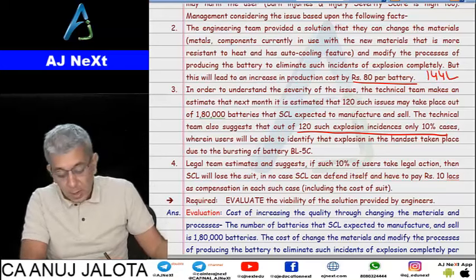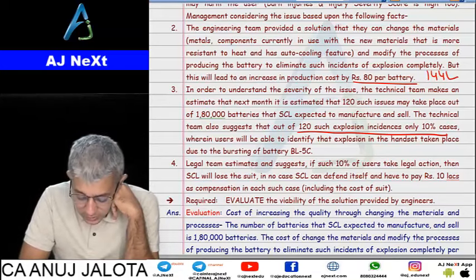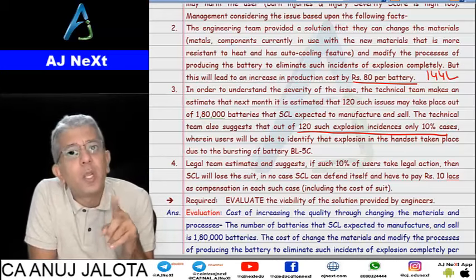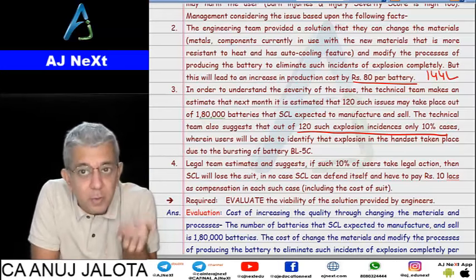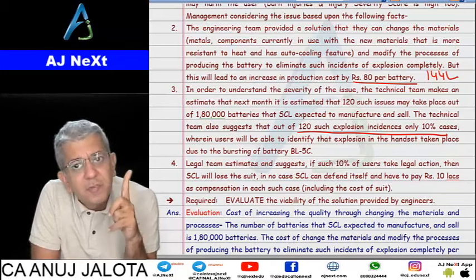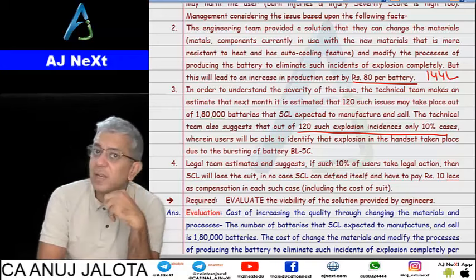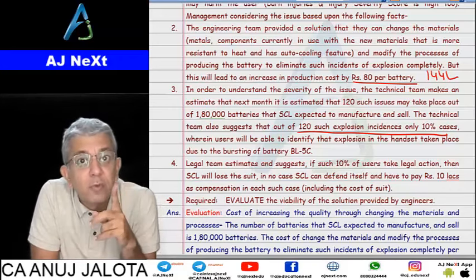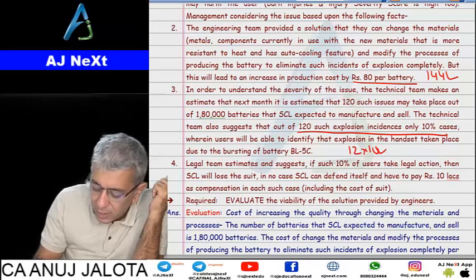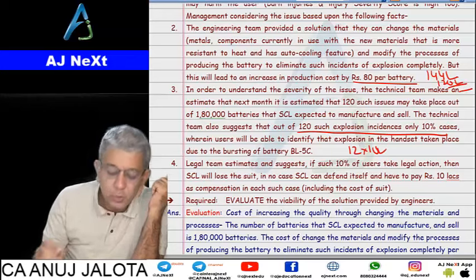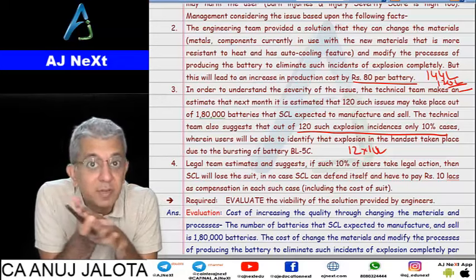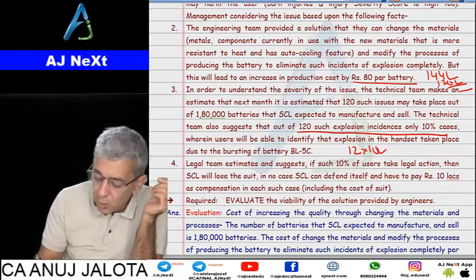144 lakhs. But if suppose in this case we let it happen, then how many explosion cases might happen? 120. But out of them only 10% will be able to find out that it is because of the battery. So therefore that'll be 12 cases only, and those guys will file a case on us, and we'll have to pay them 10 lakh rupees as compensation. So therefore 12 cases into 10 lakhs will make it how much here? 120 lakhs.